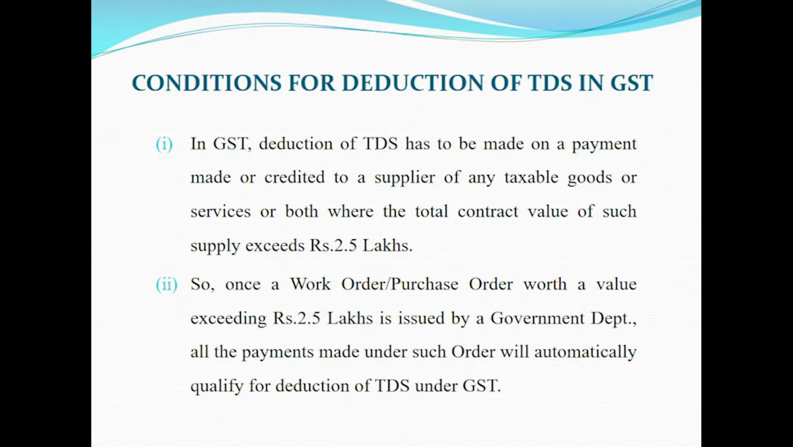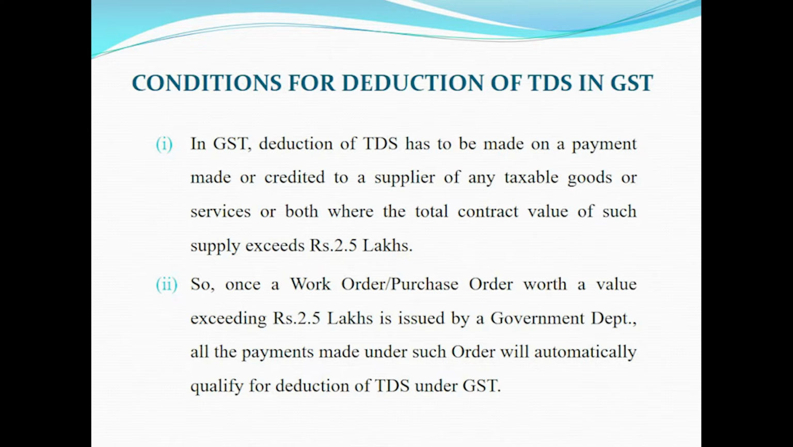Now, what are the conditions for the deduction of TDS in GST? The conditions for the deduction of TDS in GST, which are prescribed under the CGST Act of 2017, are as follows. The first condition is that in GST, the deduction of TDS is to be made on a payment made or credited to a supplier on taxable goods and services, or both, when the total contract value of such supply exceeds rupees 2.5 lakhs.